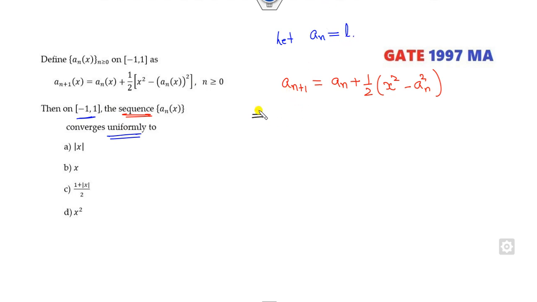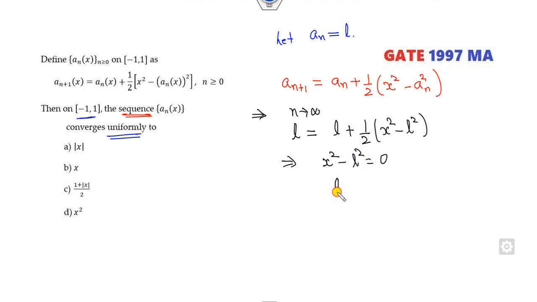What will happen? You can take the limit as n approaches infinity on each side. So it is L = L + half (x square minus L square). L will be cancelled out, leaving x square minus L square. So what is the right answer? L is mod of x. So the limit converges to the mod of x. That's a very simple target.